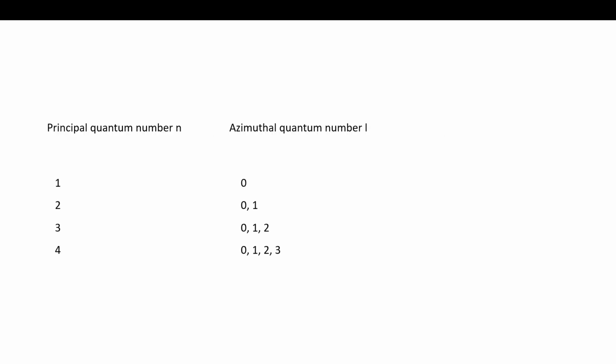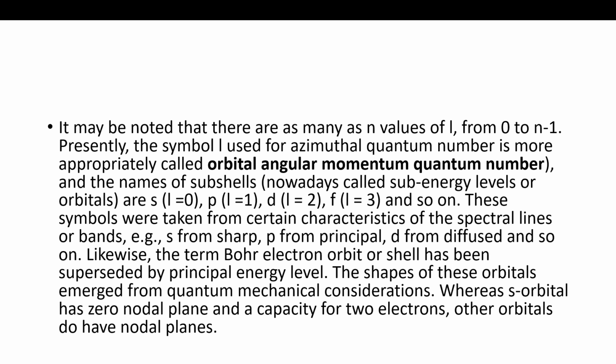Here is the table. The principal quantum number n is 1, 2, 3, 4. The azimuthal quantum numbers given, possible values 0; 0, 1; 0, 1, 2; 0, 1, 2, 3. It may be noted that there are as many as n values of l, from 0 to n minus 1. The symbol l really is used for the azimuthal quantum number, which is more appropriately called the orbital angular momentum quantum number. And the names of subshells, nowadays sub-energy levels, are orbitals: s for l equal to 0, p for l equal to 1, d for l equal to 2, f for l equal to 3, and so on. These are symbols taken from spectroscopic characteristics.